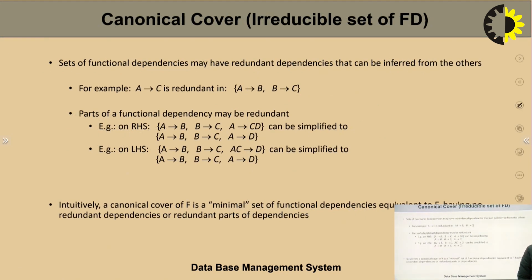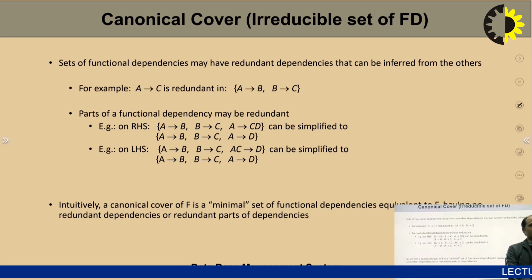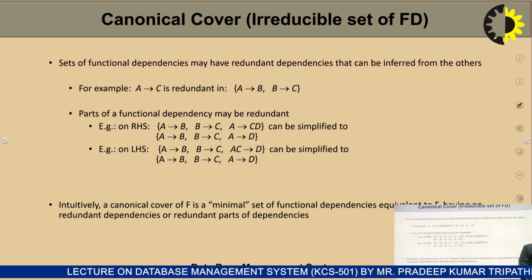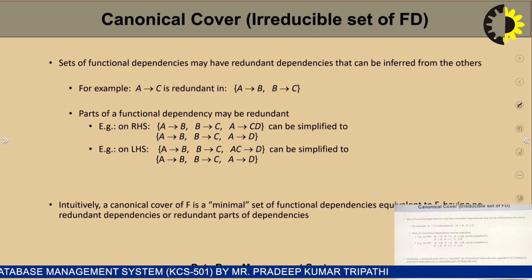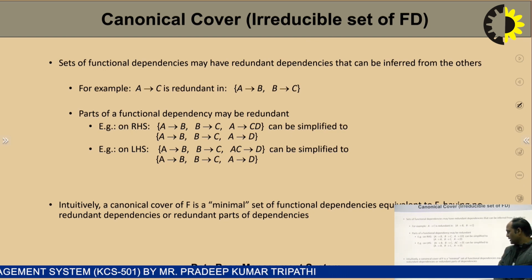The next topic is canonical cover. A set of functional dependencies may have some redundant dependencies that can be inferred from the others. Suppose we have an example, A tends to B, A tends to C, which is redundant given A tends to B and B tends to C. How can we find the canonical cover? Basically, a canonical cover is a minimal set of functional dependencies equivalent to F, having no redundant dependencies or redundant parts of dependencies.